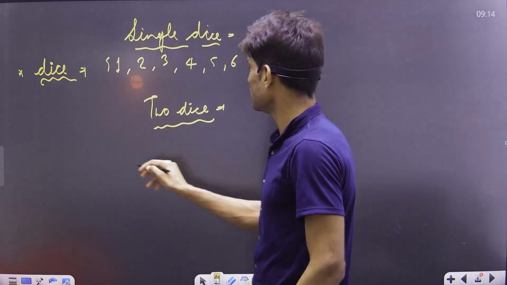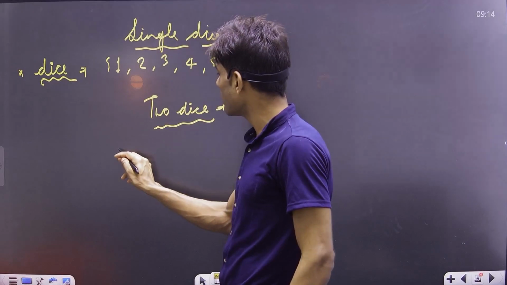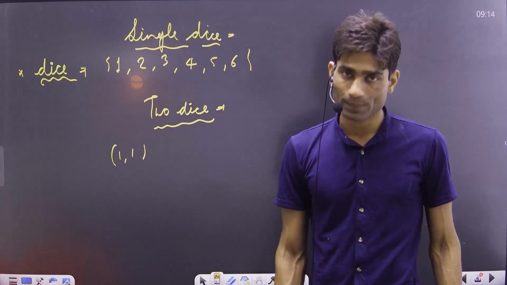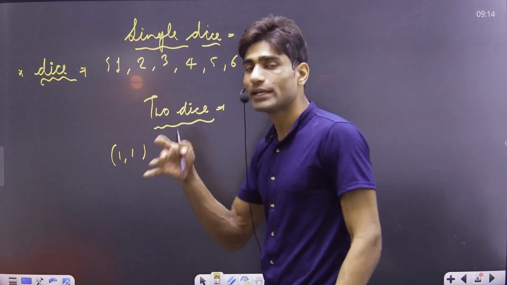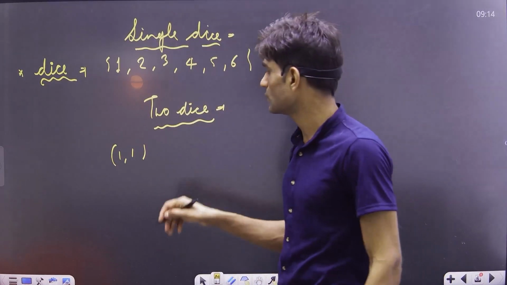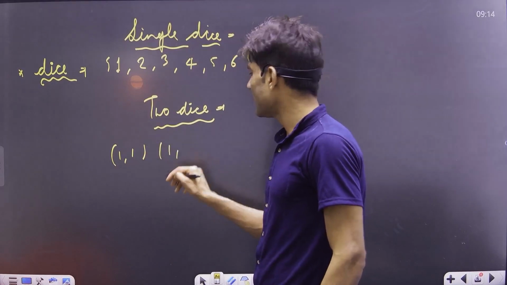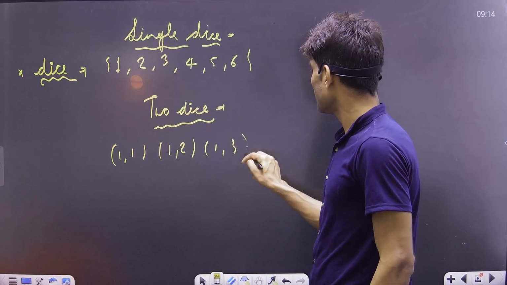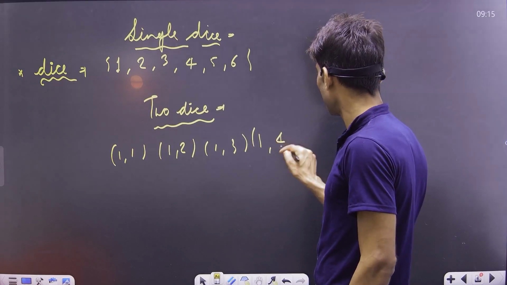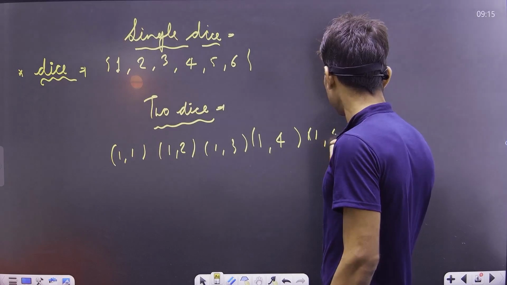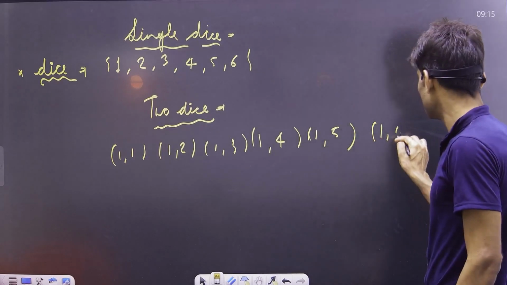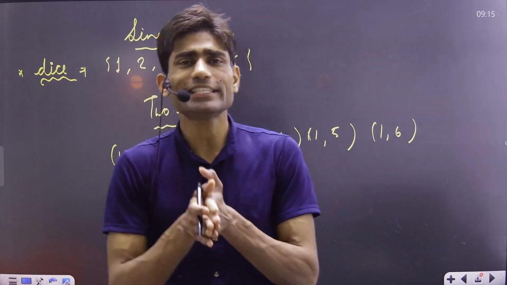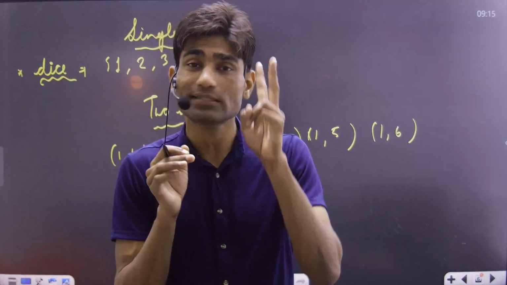First we can write 1, 1 as a possibility for 2 dice. That is, the first dice can give us 1, the second dice can give us 1. Then first dice 1, second 2, first dice 1, second 3, first dice 1, second 4, first dice 1, second 5, and first dice 1, second 6. There are a total of 36 possible outcomes when we toss 2 dice.